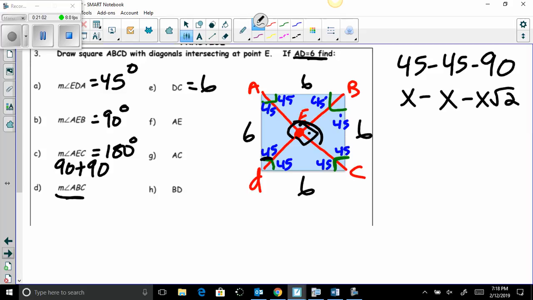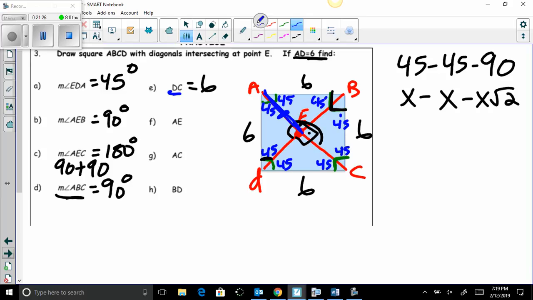All right, ABC. Where's ABC? Well, we already said squares have 4 right angles. So that's got to be 90. All right, let's get down to our, we already answered DC, because we know that all sides are congruent on a square. AE. AE is this part right here, this part of the diagonal.